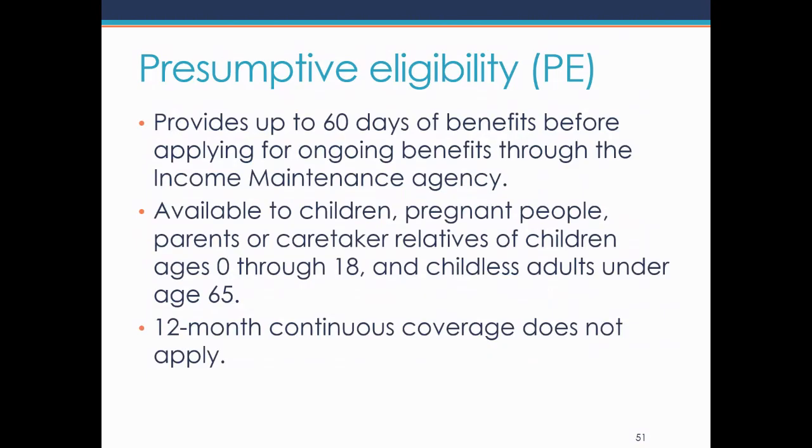So let's talk about presumptive eligibility. Presumptive eligibility provides up to 60 days of benefits before the individual must apply for ongoing benefits through the Income Maintenance Agency, and presumptive eligibility is available to children, pregnant people, parents or caretaker relatives of children ages 0 through 18, and childless adults under age 65. More information about non-financial rules and income limits for presumptive eligibility can be found in the Badger Care Plus Handbook in Chapter 32. As a reminder, 12-month continuous coverage does not apply to children enrolled in presumptive eligibility.